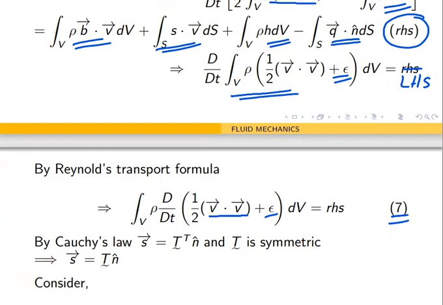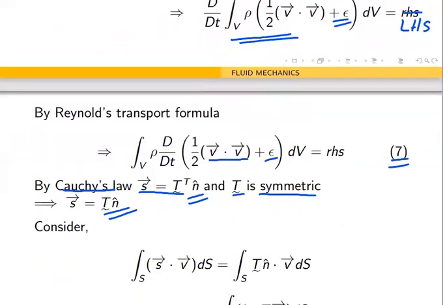Now, remember on the RHS we have two surface integrals. We have to convert them into volume integrals. Using Cauchy's law, S is nothing but T transpose N, where T is symmetric, using the law of conservation of angular momentum. So we get S is equal to T N. Now, let us consider the first surface integral on the RHS.